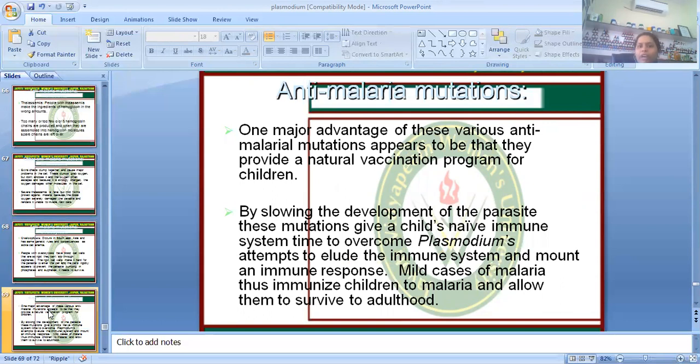One major advantage of these various anti-malarial mutations appears to be that they provide a natural vaccination program for children. By slowing the development of the parasite, these mutations give a child's naive immune system time to overcome Plasmodium's attempt to elude the immune system and mount an immune response. Mild cases of malaria thus immunize the children to malaria and allow them to survive to adulthood.